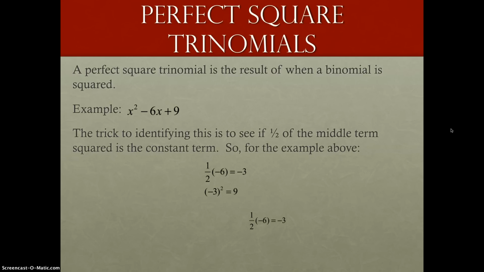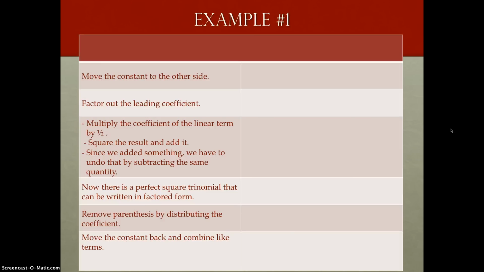So half of negative 6 equaling negative 3 actually tells us that x squared minus 6x plus 9 equals the quantity (x minus 3) squared, because half of negative 6 was negative 3. So we're going to see that in the completing the square method. So let's take a look at the first example. There's some steps to follow, and you do need to know these steps.